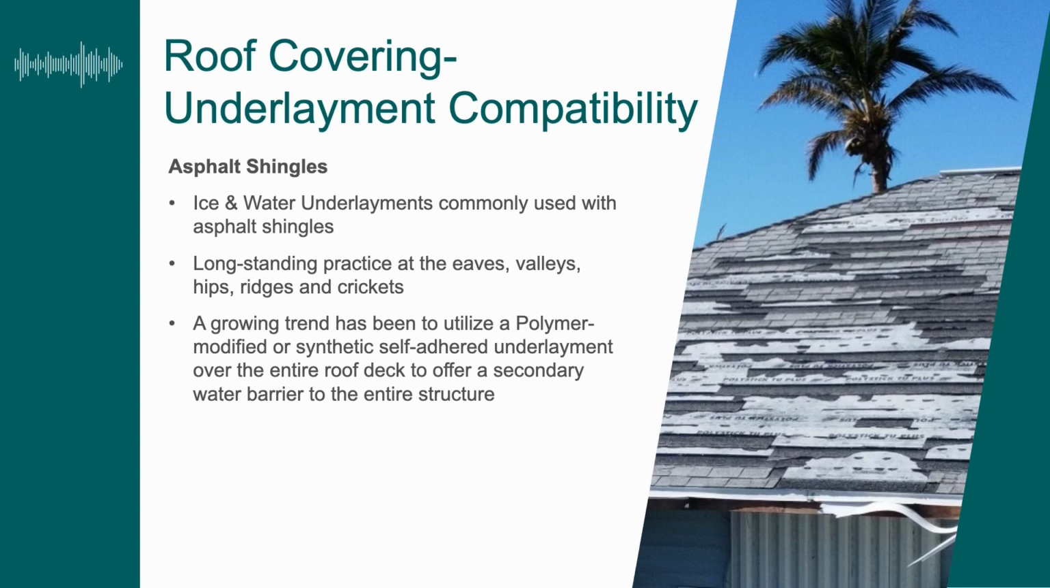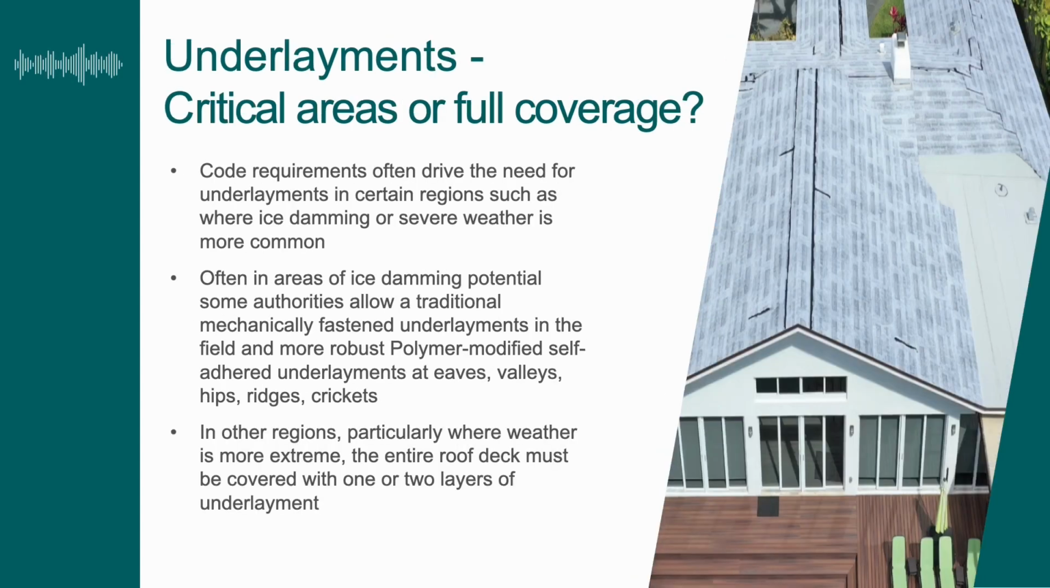But a growing trend has been to utilize the polymer-modified or synthetic self-adhered underlayment over the entire roof deck to offer that secondary water barrier to the entire structure, so as to avoid water infiltrating in situations like this, where you have, in this case, a hurricane that blew off half of the roof covering, but you still have, you might be able to see, that white area is that underlayment that's still protecting the property inside that home, so you don't have such severe damage.